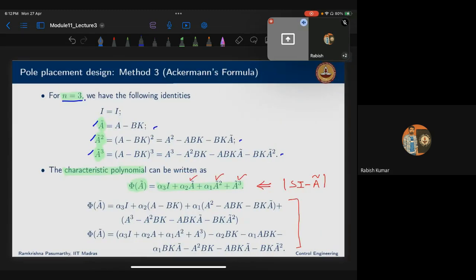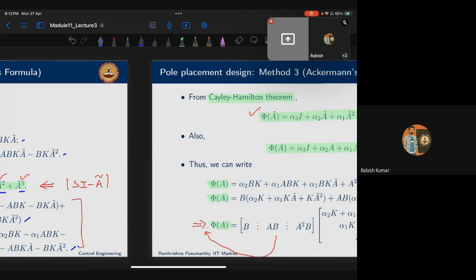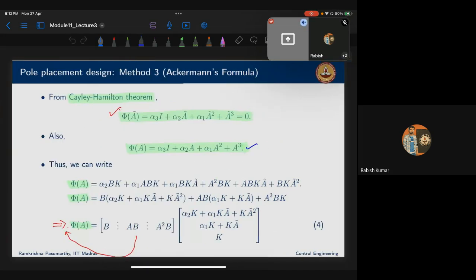Then you'll have the characteristic polynomial as pi of A tilde, substituting these three expressions for n is equal to 3. You can understand these expressions. Then compare using the Cayley-Hamilton theorem. So the pi of A tilde expression is this. Then you can write pi of A. Comparing both, pi of A is this matrix, which is nothing but the controllability matrix.